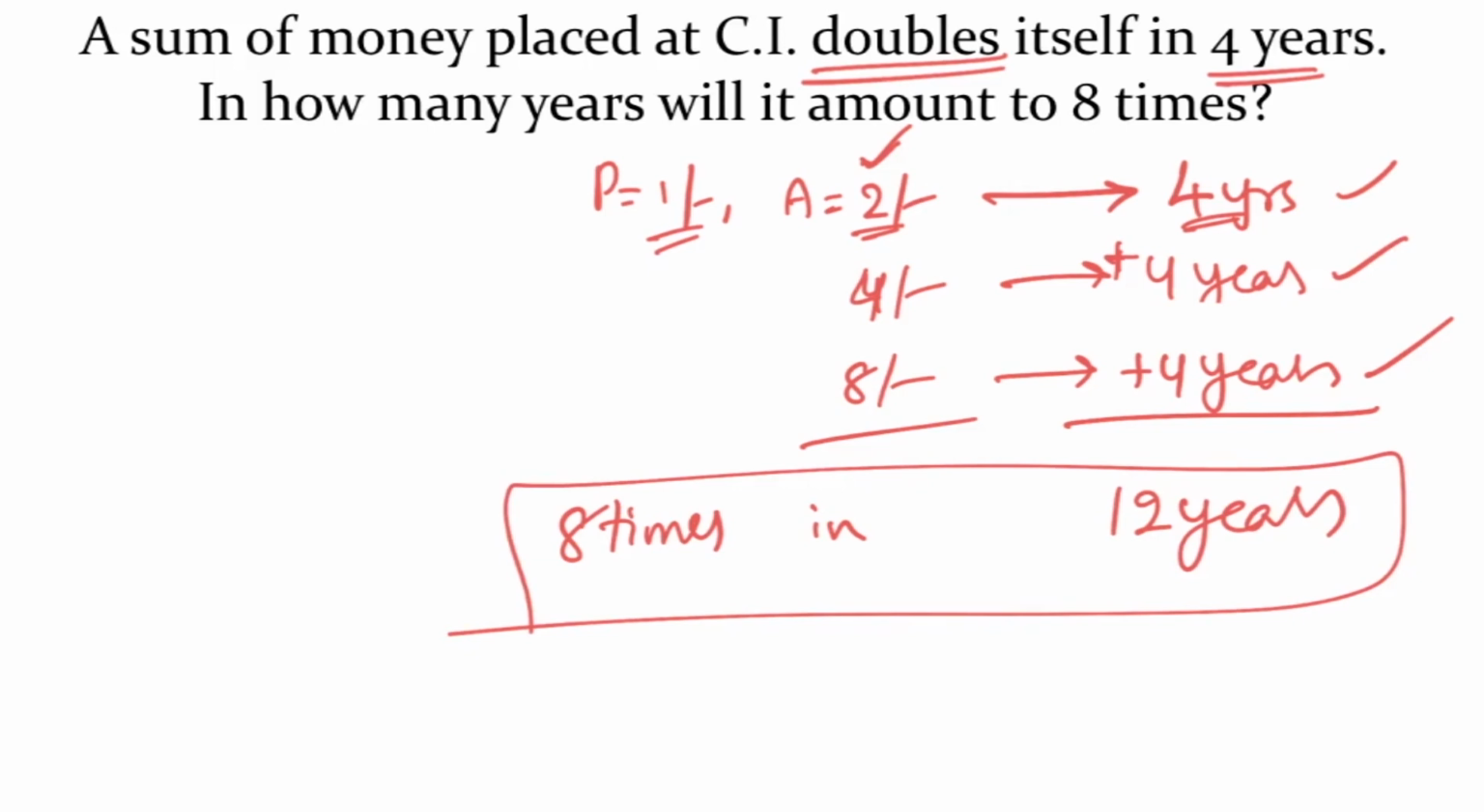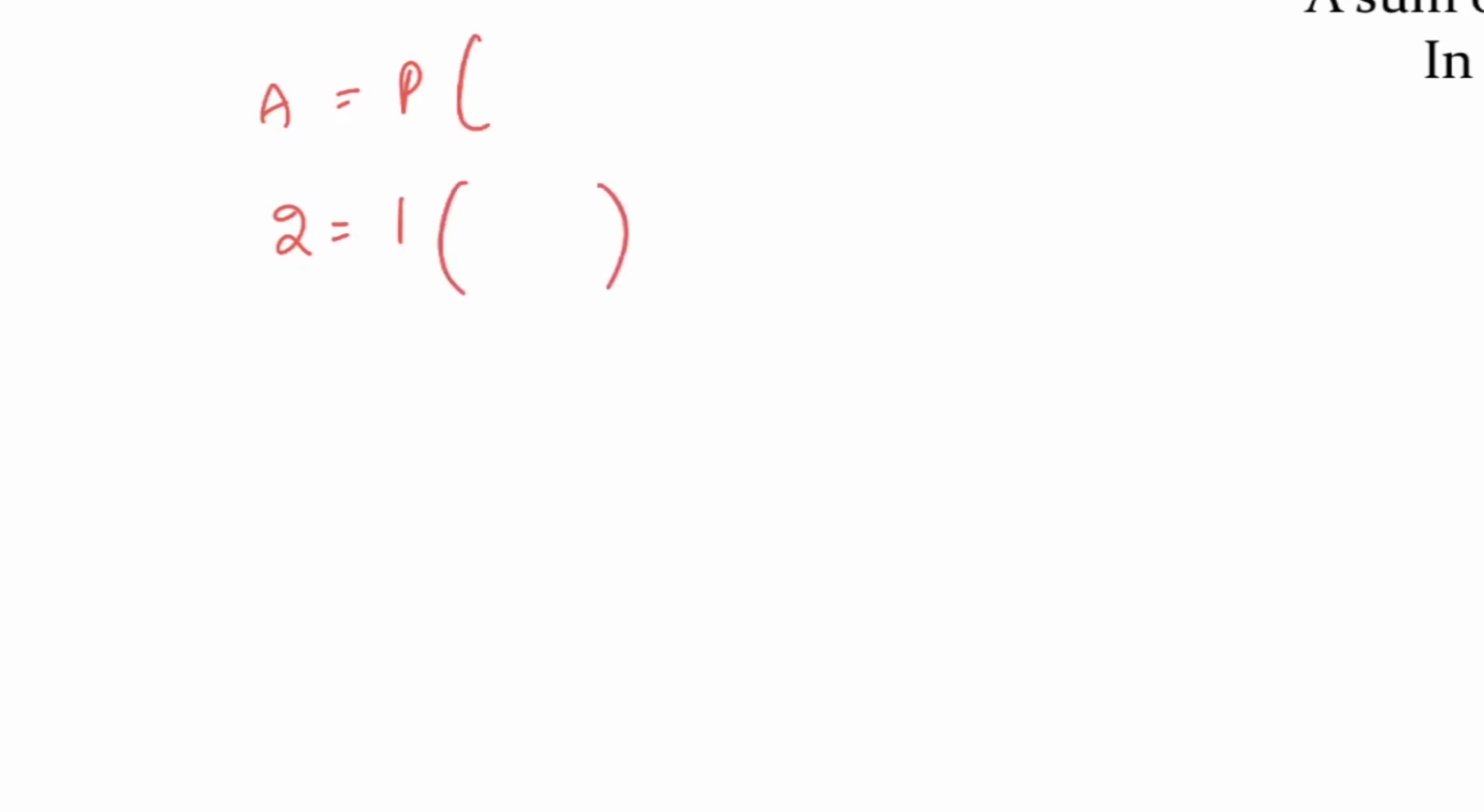Or else, if you want to use the formula, a sum of money placed at compound interest, if you invest 1 rupee, it doubles, it will become 2 rupees in how many years? 4 years. Using the formula A is equal to P into 1 plus R by 100 whole power n. Amount is 2 rupees, principal is 1 rupee, and time period is 4 years, right?